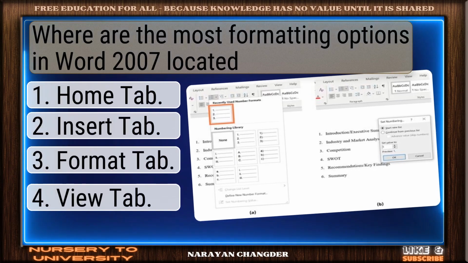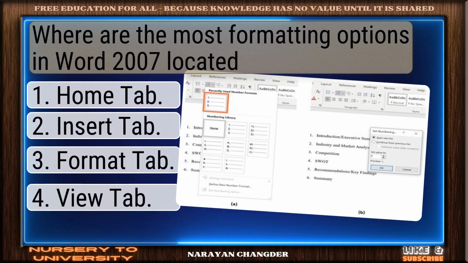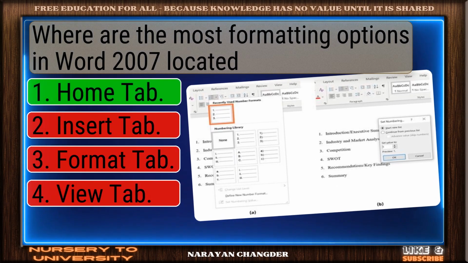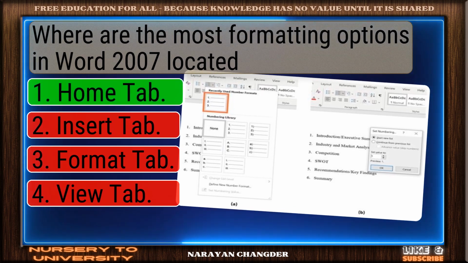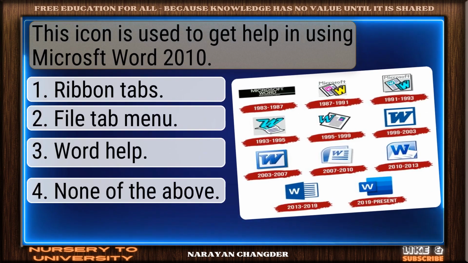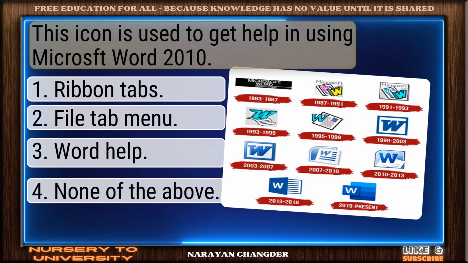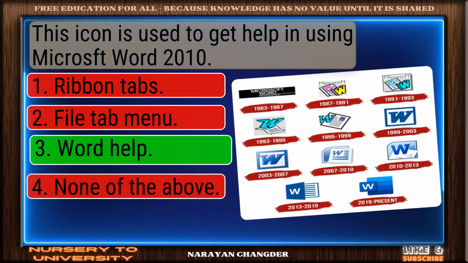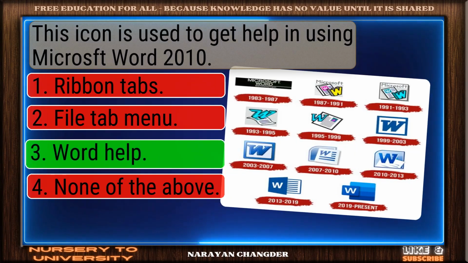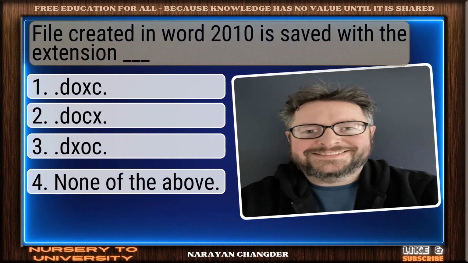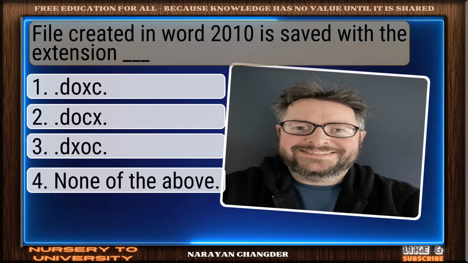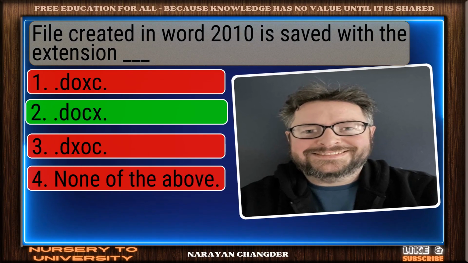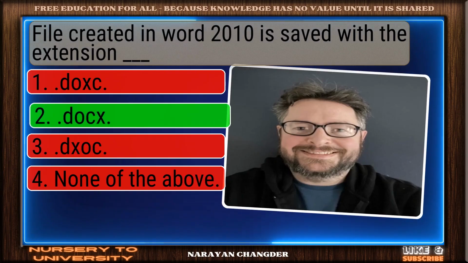Where are the most formatting options in Word 2007 located? Exactly. Home tab makes sense and it is right choice. This icon is used to get help in using Microsoft Word 2010. Smart pick. Word help is the correct choice. File created in Word 2010 is saved with the extension dash. Great job. Docs is the accurate answer.